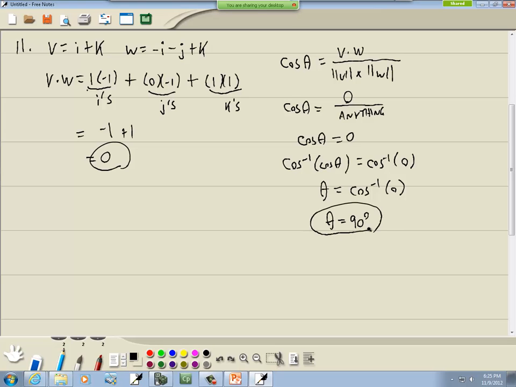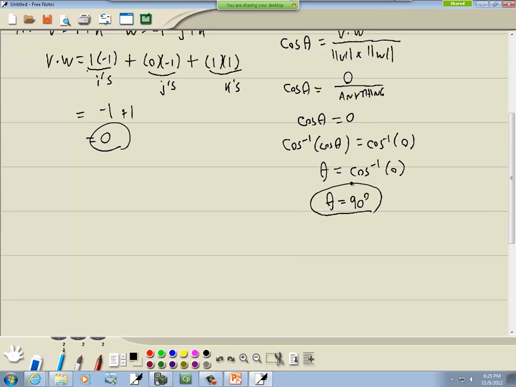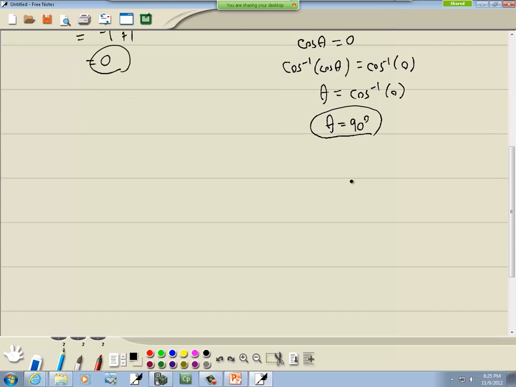Which is the angle between them. Which isn't surprising because our dot product came up as 0. So that will lead you to find that the angle between them is 90 degrees. And because the dot product is 0, that implies they're orthogonal, which in normal terms, if we weren't talking about vectors, would mean perpendicular.